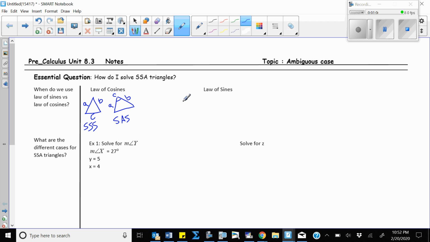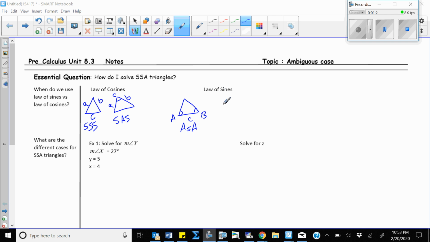Law of sine can be used when we have two angles given, like for example A and B, and the side between them. We call this angle side angle. And you see the side is in between two angles. So in this case, we use law of sine.